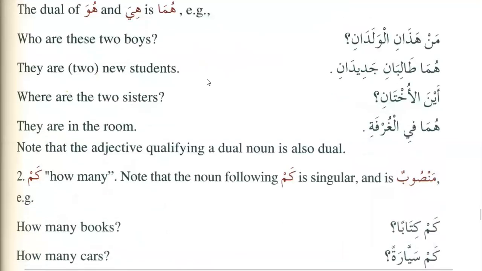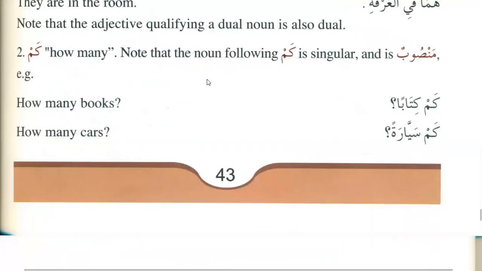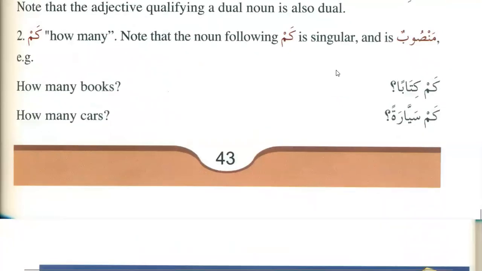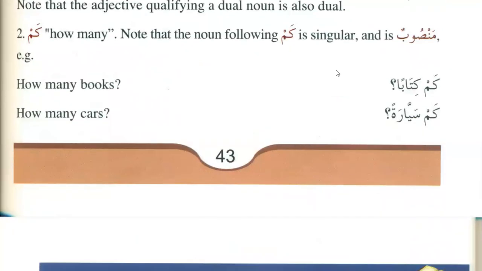Okay, next we have kam. So you already know that the word which will follow kam will always be singular and it will always be mansub. So it must have these two characteristics. Ms. Satya? Yes. Read. Kam, how many? Note that the noun following kam is singular and is mansub. Example, kam kitaban, how many books? Kam sayyaratan, how many cars?